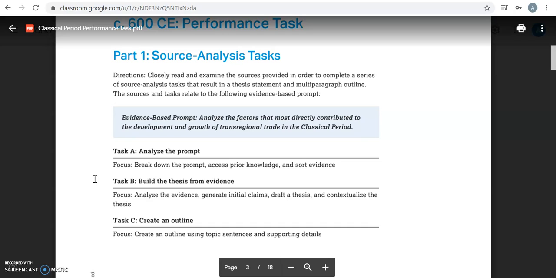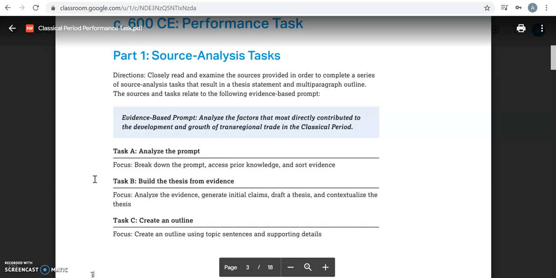Task B, build the thesis. Your thesis statement is you stating a claim that you thought up on your own, an original thought that you backed up with evidence. A thesis is kind of like how in science you make an educated guess. A thesis in history is when you look at different pieces of evidence and you have an idea about how something happened. So this is what we're doing with the prompt.